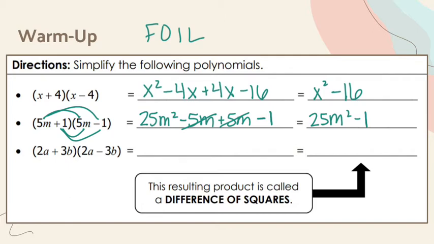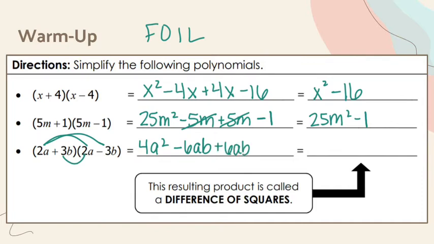All right, on the third example, 2a times 2a is 4a squared. 2a times negative 3b is negative 6ab. 3b times 2a is positive 6ab. And 3b times negative 3b is negative 9b squared. Again, our middle terms will cancel.